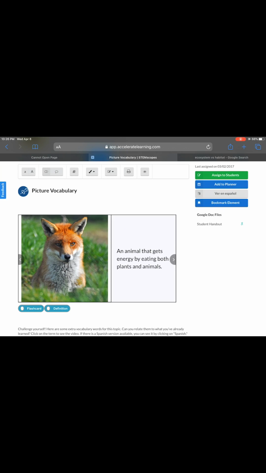Omnivore. An animal that gets energy by eating both plants and animals. Human beings are considered to be omnivores, although some of us do have the choice of being only vegetarians, herbivores, or only carnivores.